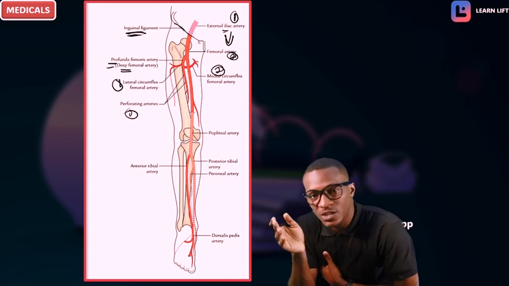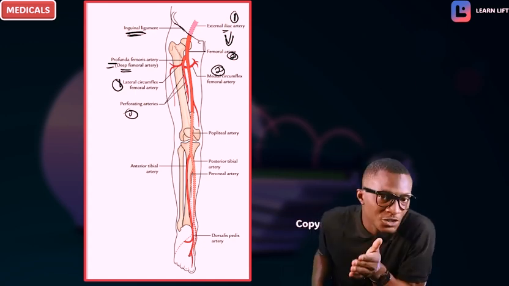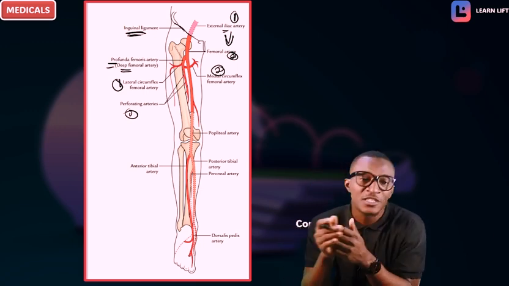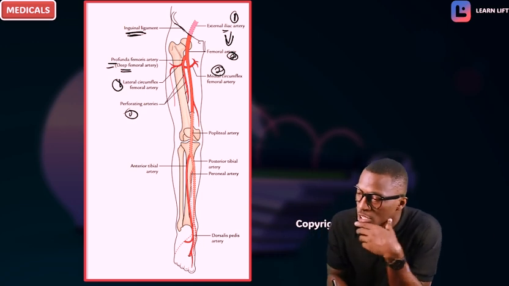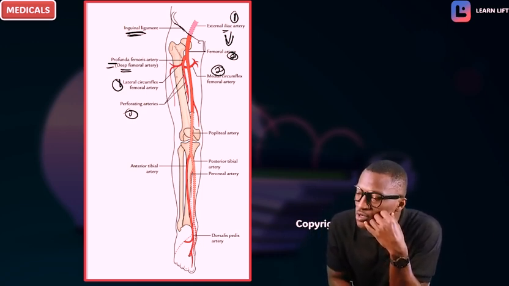Everybody, look at it. We said that the external iliac artery, after the inguinal ligament, becomes the femoral artery. The femoral artery in the thigh is going to give a deep branch. That deep branch is called your profunda femoral artery. The profunda femoral artery is going to release 3 branches.